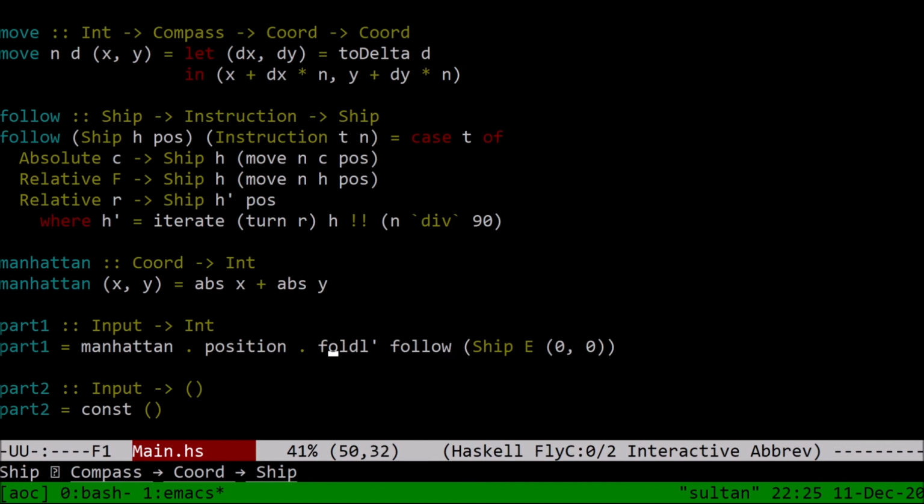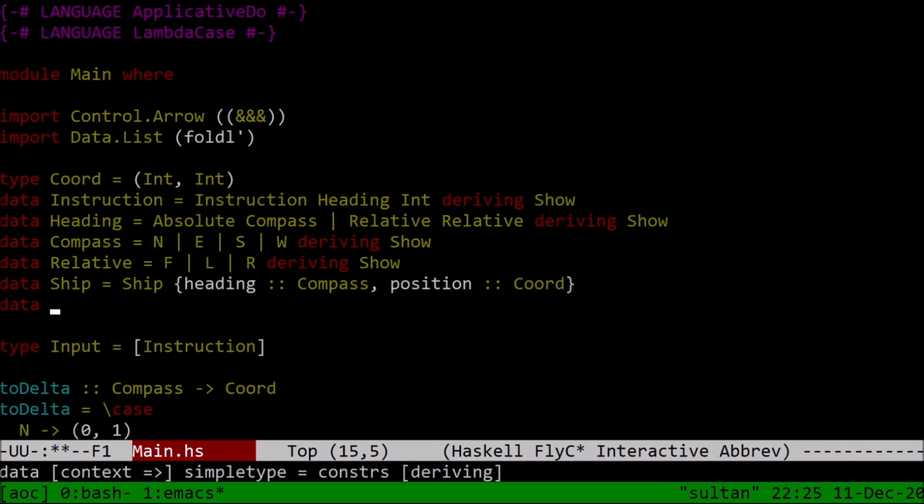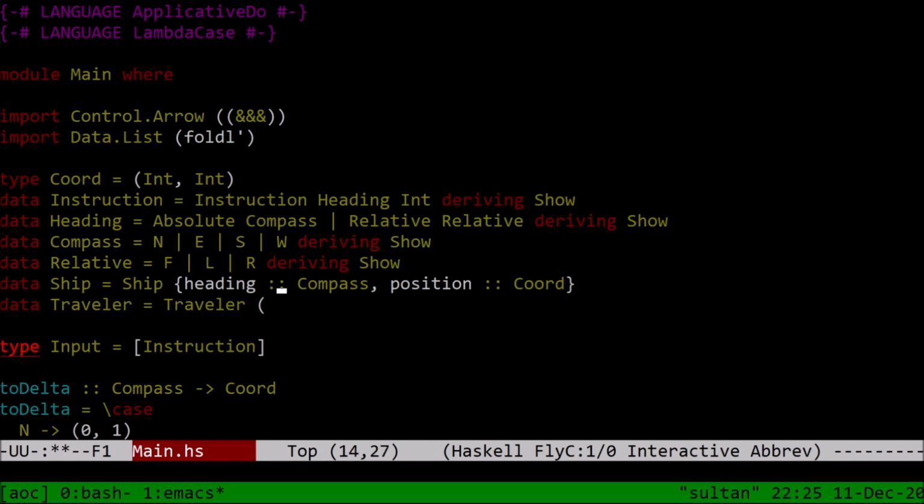So we could just take this exact same thing and give it a new follow function. And I think that's what we will do. But the problem is we need a new ship as well, which I guess is fine. Data... We could just name it part two, because this has to hold the ship and the waypoint, right? We call it a traveler. Oh, sadly, we won't be able to reuse position. That's fine.